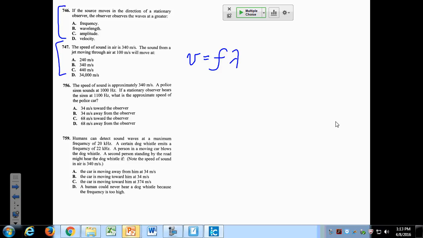The speed only changes if you change the medium. Actually, what happens is, if our frequency decreases, then our wavelength will increase. So what happens physically in these waves is that the frequency changes, but then the wavelength also changes. But the speed of the wave remains constant. That's not really intuitive, but it's true nonetheless that our speed, unless our medium changes, will always be the same. Let's try number 756.